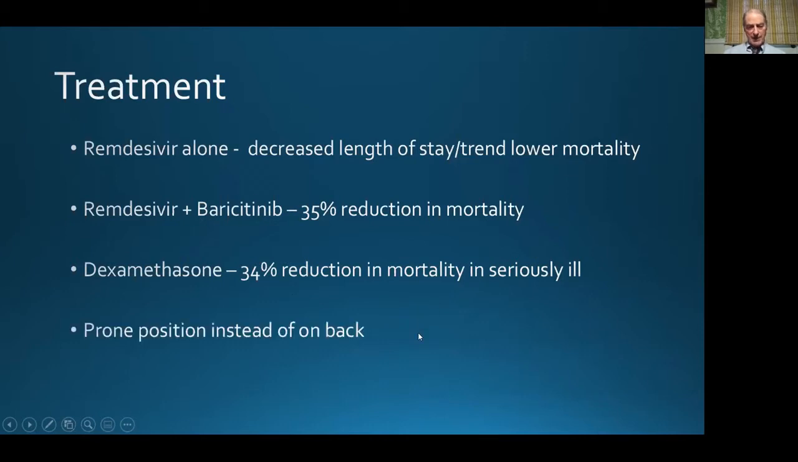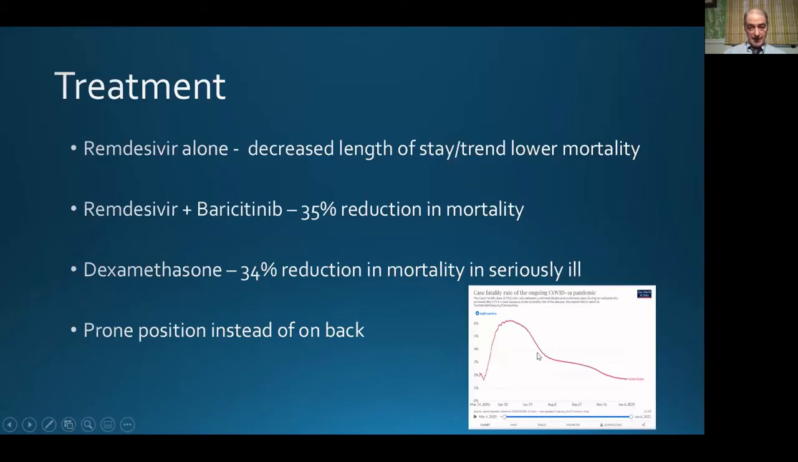And then having patients lie on their stomach instead of on their back improves oxygenation and improves survival. So all of these things we've learned through controlled trials that have been done one on top of the other during the pandemic over the past year or so. And as you can see from this case fatality rate curve, that's improved, but we're still stuck at around 2% mortality overall for serious cases.